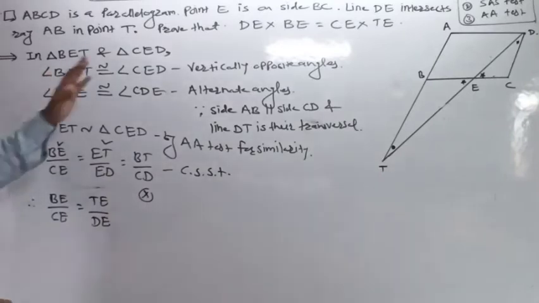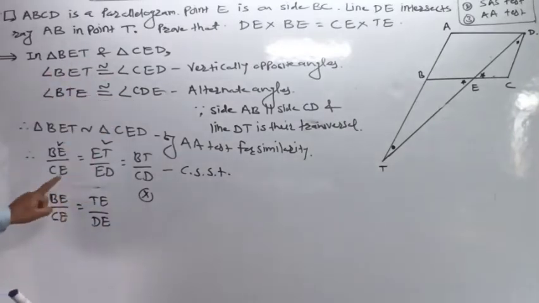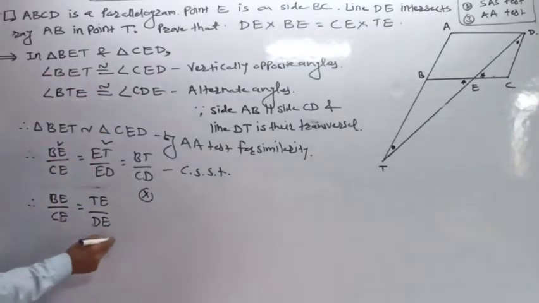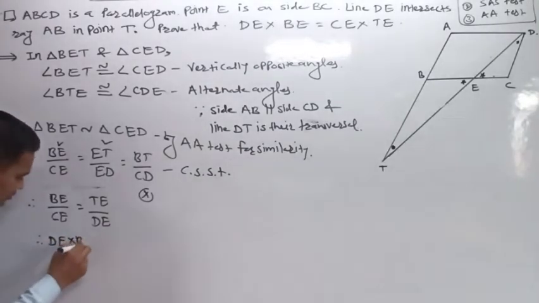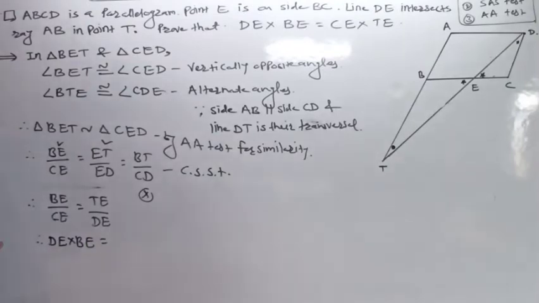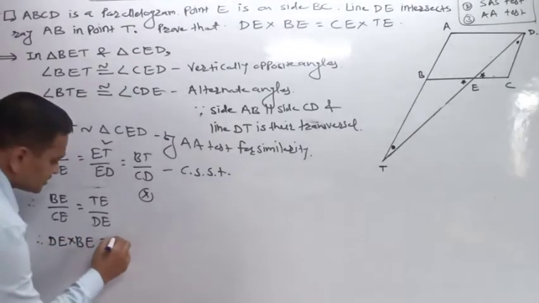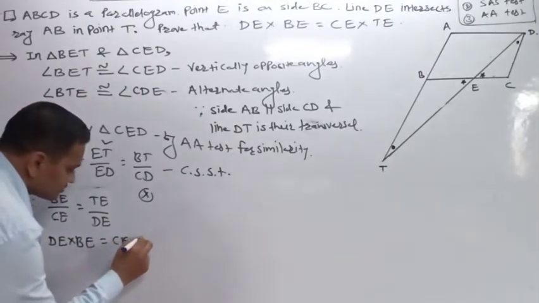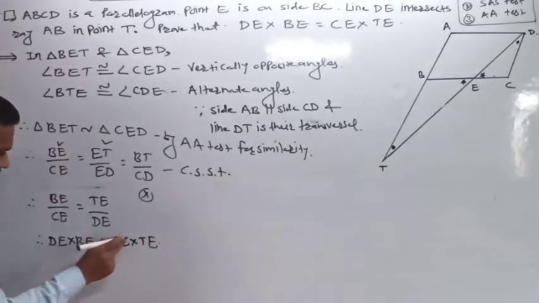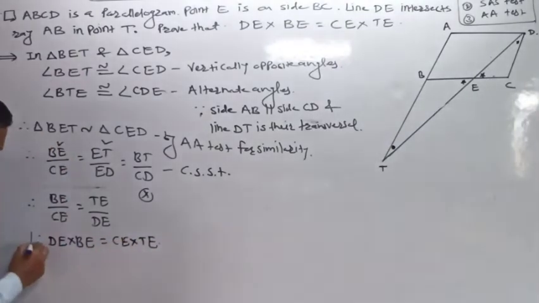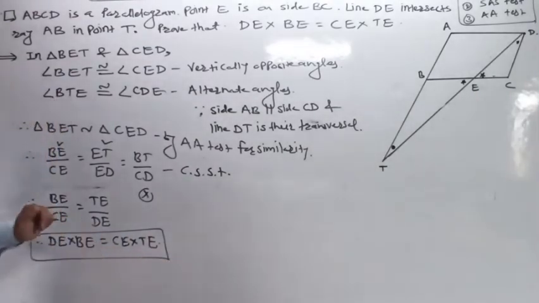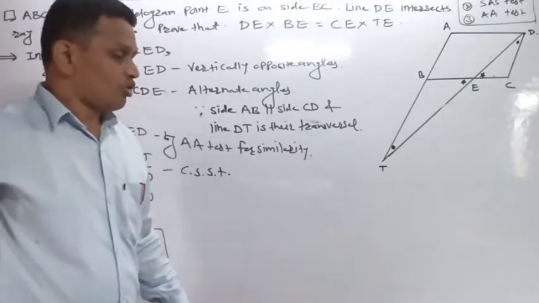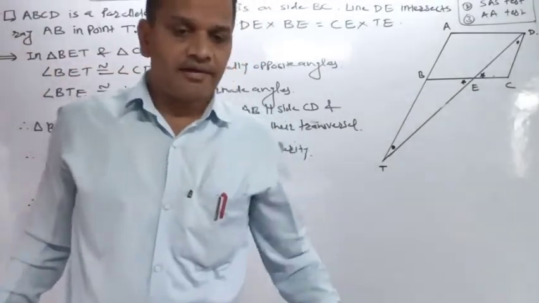By taking cross multiplication, we get DE into BE equal to CE into TE. Hence, we have proved that DE into BE equal to CE into TE. Pause the video and write the answer.